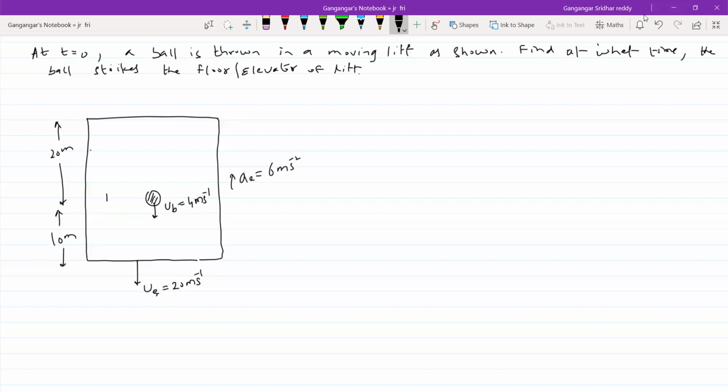This is the position of the ball. This is what at t equals 0. Carefully see that this will become the ceiling of the elevator, this will become the floor. We don't know whether it's ceiling or floor. That also he has not mentioned. So we have to calculate the time at which it will strike the floor or elevator, because it has to strike only any one. It will not strike both ceiling and floor.